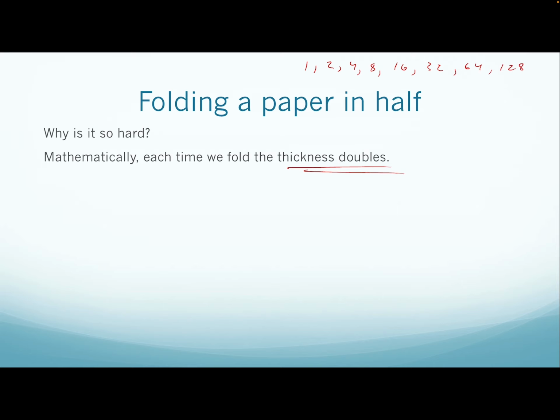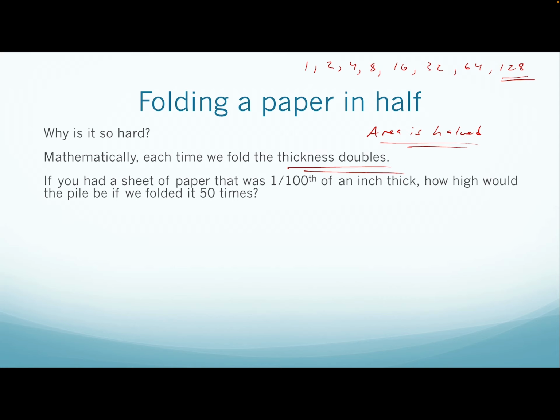64, 128. So if you do like 7 folds, you already have like 128 sheets of paper, and then you need to fold all those. And not only that, the area is halved. So that's also what makes it smaller. Every time you do a fold, you have half the amount of paper to work with to try to do a fold that's twice as thick.